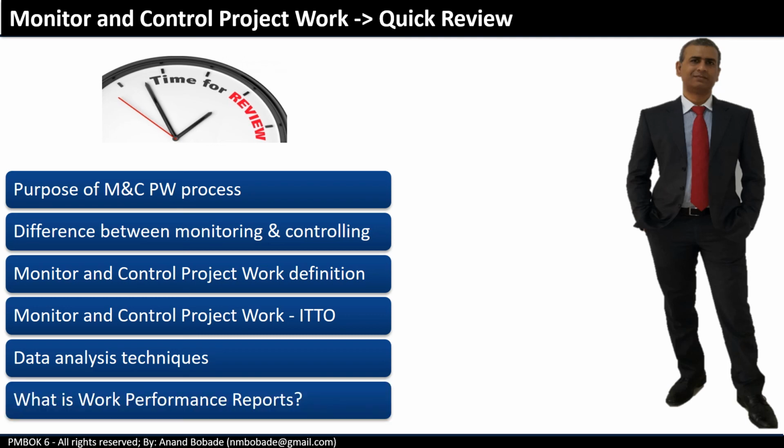Don't get confused between the direct and manage project work process and the monitor and control project work process. Remember, direct and manage project work is all about creating deliverables. It's an action-oriented process. Monitor and control project work is about analysis between what was planned and approved and what is actual, and converting this analysis into a work performance report, which will be shared with various stakeholders for decision purposes, for actions, or awareness.